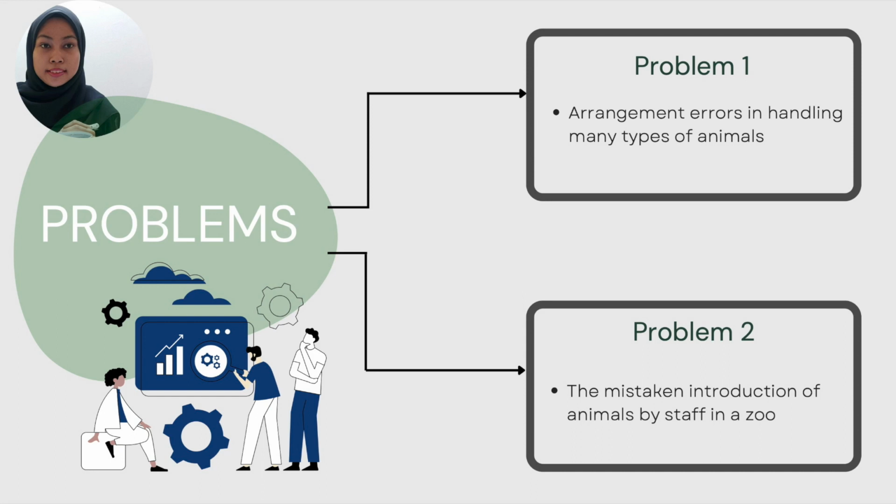Now let me explain the problem. In this mini project, machine learning was used in classifying the types of animals that were listed based on their characteristics, such as hair, feathers, eggs, milk, airborne, aquatic, predator, and the others. We used machine learning in our study as we wanted to solve the problem of arrangement errors in handling many types of animals, especially when it involves a large amount of animal data and the mistaken introduction of animals by the zoo staff.